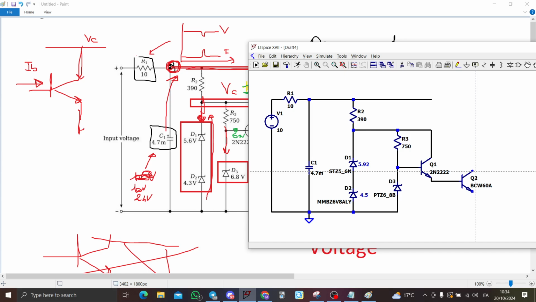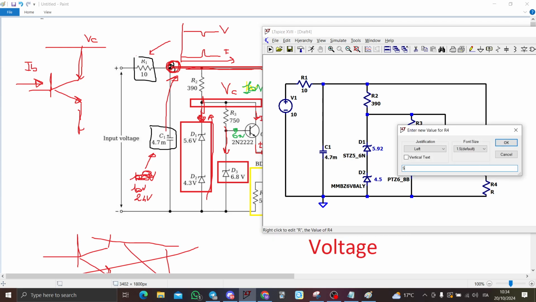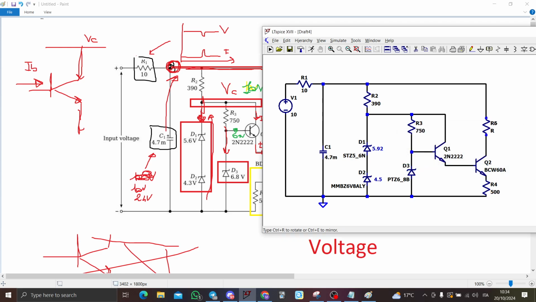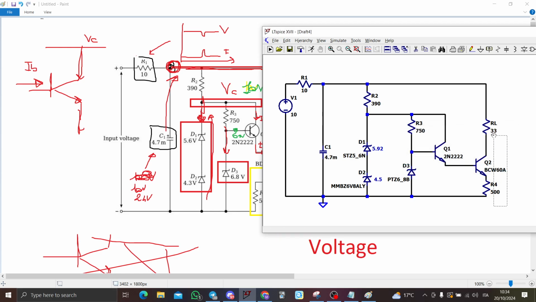Okay, then we have the load. We have R5. Let's put here like 150 ohms, then we can see if it really varies, if it really changes. RL, and we have 33.